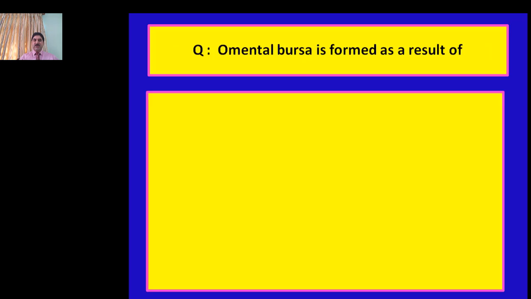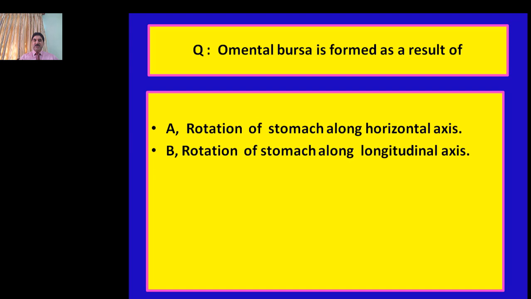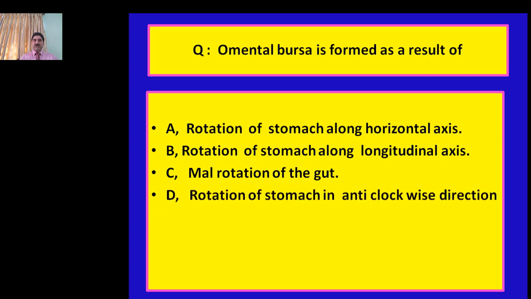Omental bursa is formed as a result of: A, rotation of stomach along horizontal axis, B, rotation of stomach along longitudinal axis, C, malrotation of the gut. D is rotation of stomach in anticlockwise direction. As already discussed, lesser sac is formed as a result of rotation of stomach 90 degrees along longitudinal axis.